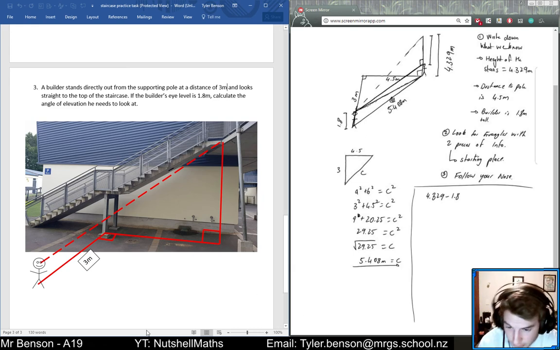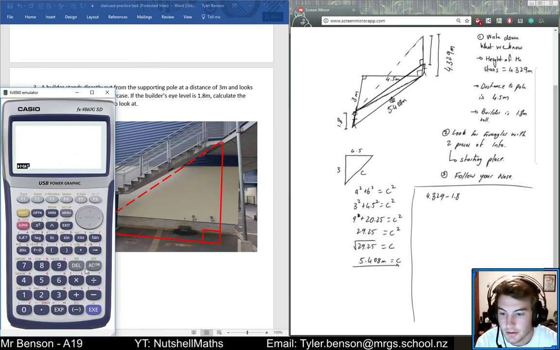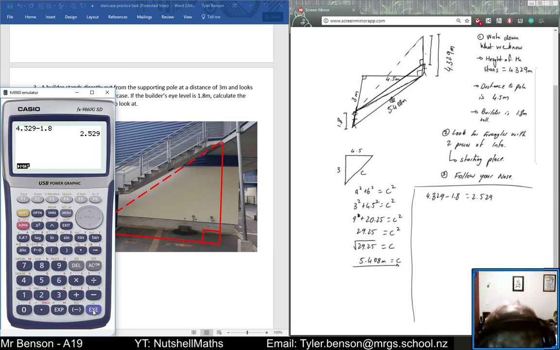I looked for my calculator again. 4.329 minus 1.8. We're going to get there, Hamza, just relax. Is 2.529. So we just found this height here, 2.529, like that. Now it's getting a little bit messy, I know. But that is the total height minus his height, which gives us the height of the back of that triangle.